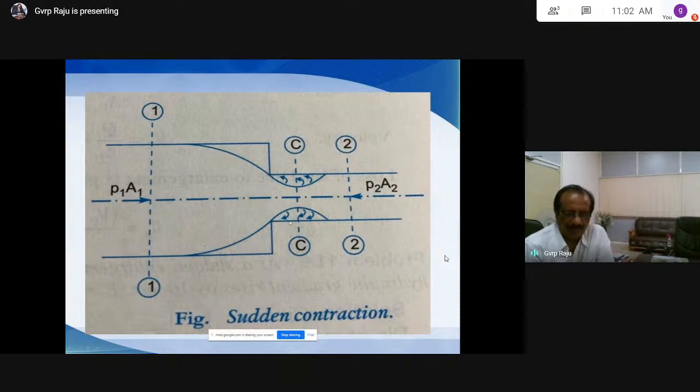So, pipe loss due to sudden contraction. This is suddenly contracted to D2. This is D1 here, then this is D2 here. So when it is suddenly contracted, the entire space is not effectively utilized. Again there is a backflow here.